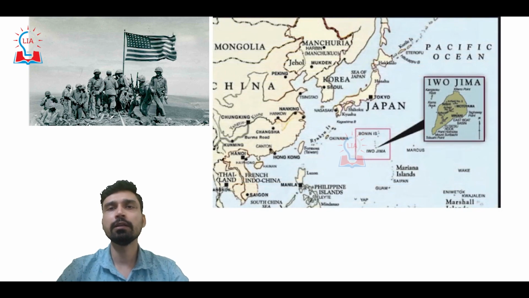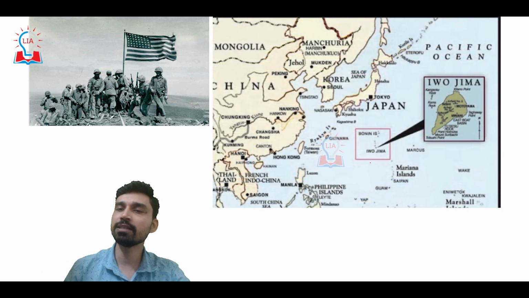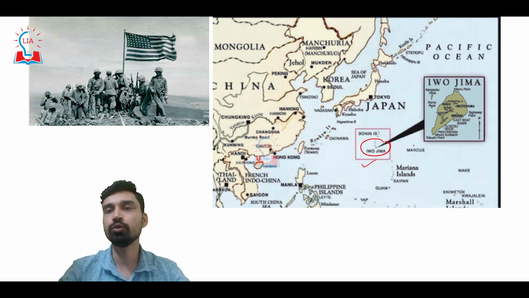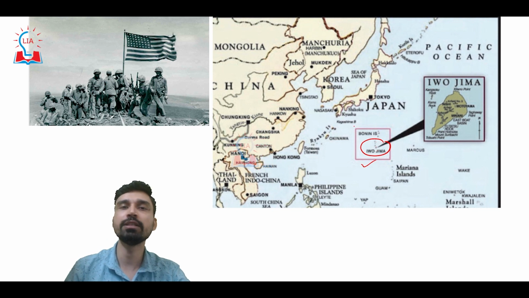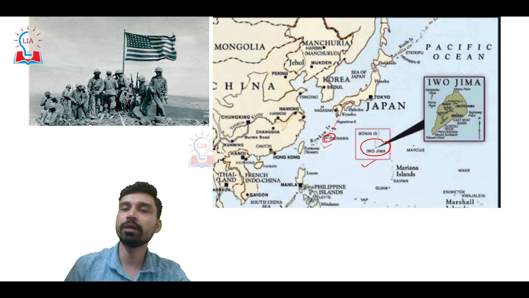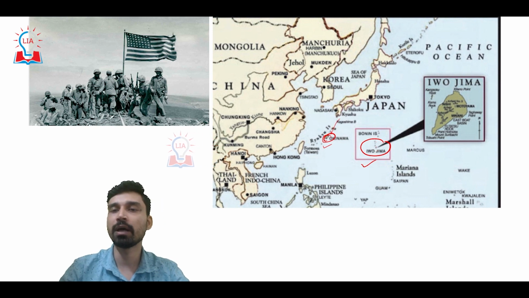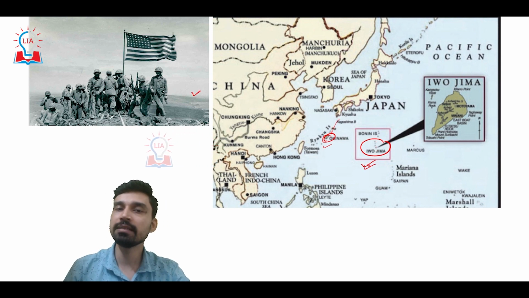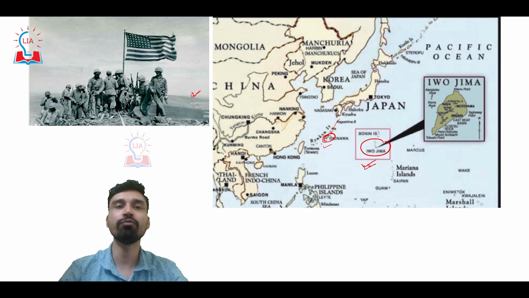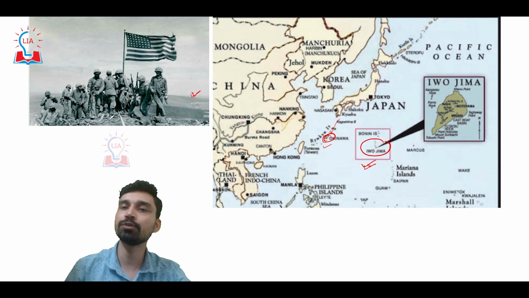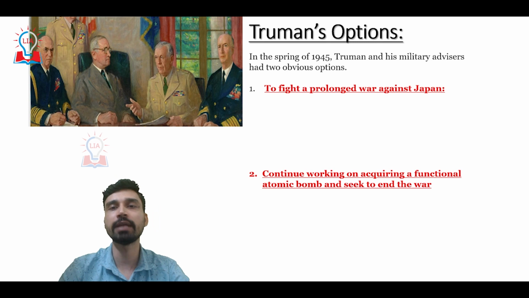Now, if you look at this on the map, as we have discussed, there were two major battles. One was the Battle of Iwo Jima, which, as you can see, is a group of small islands slightly to the southeast of the main Japanese island. The second battle was at Okinawa, which is situated slightly to the south of the main Japanese island. During these two battles, American soldiers fought very valiantly and were able to capture both these islands in a short span of time.